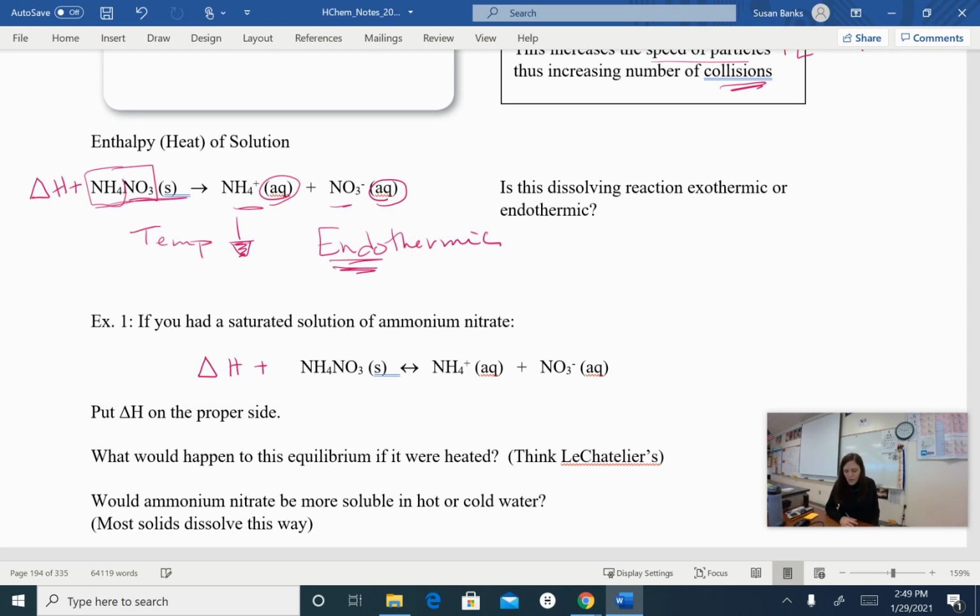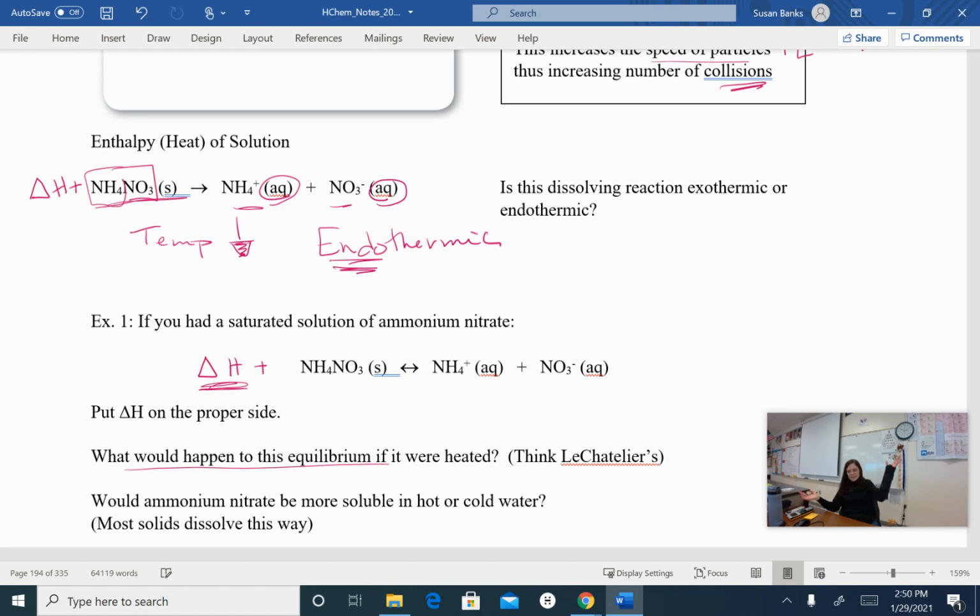Okay? So what would happen if we heated this up? That's the same as putting more heat into this situation. So if I put more heat into this situation, wouldn't it make this side really, really heavy? Right? I would have a lot of heat on my reactant side, or a lot of weight.